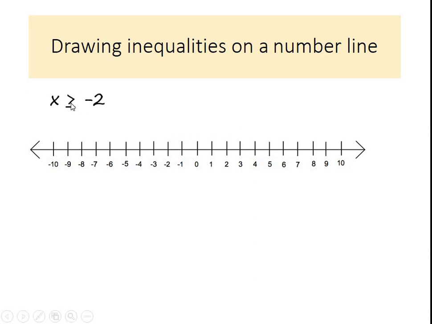Another example. So again, it includes the negative 2. So more ink there, we're going to have a filled circle, and the arrow points towards the bigger numbers.